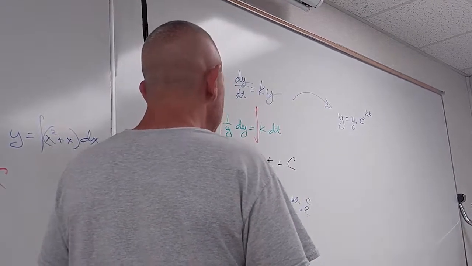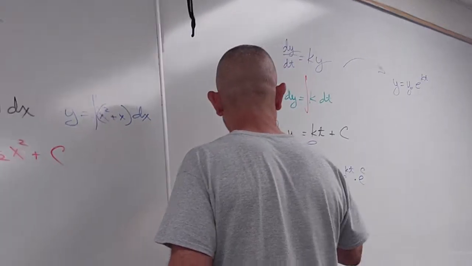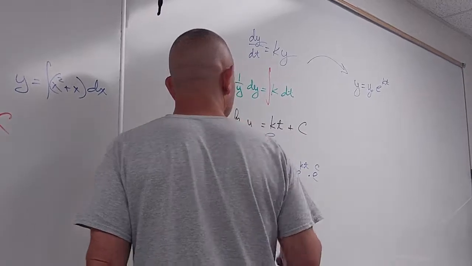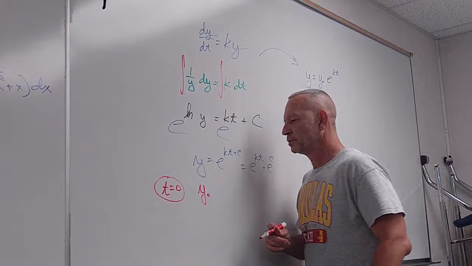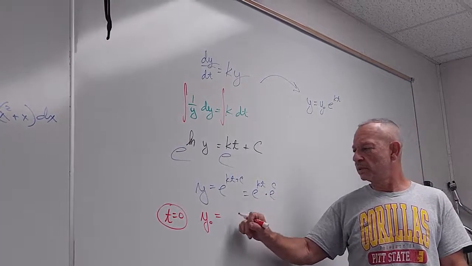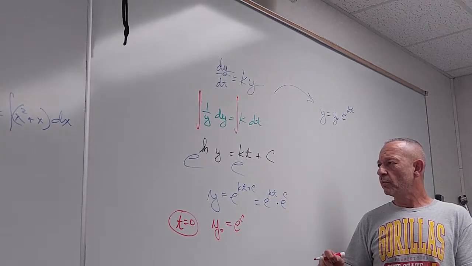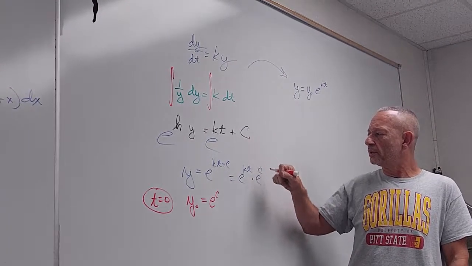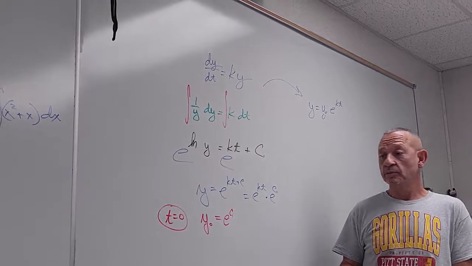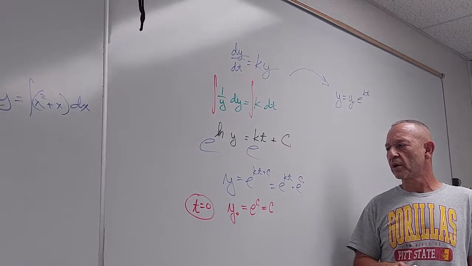What do we get when t is 0? Well, then we get what we call y sub 0 equals 1 times e to the c. And what we'll do is call this c1. And we'll say that e to the c1 is just some other number, call it c.